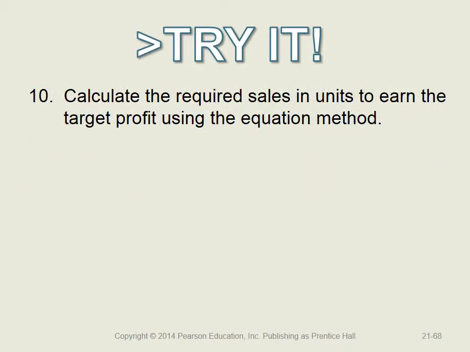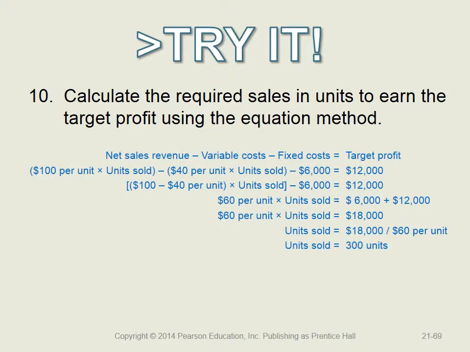Number 10, using that information, calculate the required sales in units to earn the target profit using the equation method. So we have net sales revenue minus variable costs minus fixed costs equals target profit. Plug it in, go all the way down with that equation, and we get to 300 units.